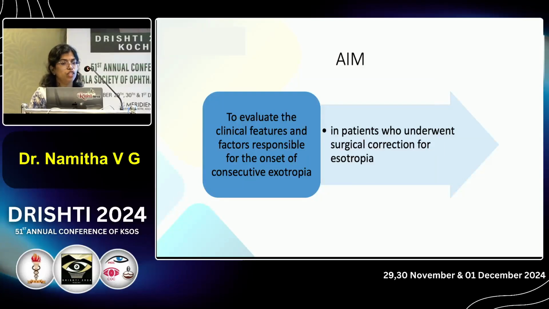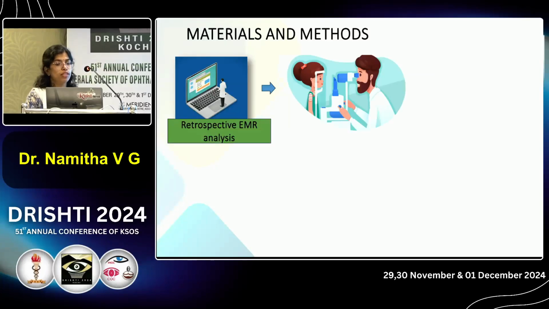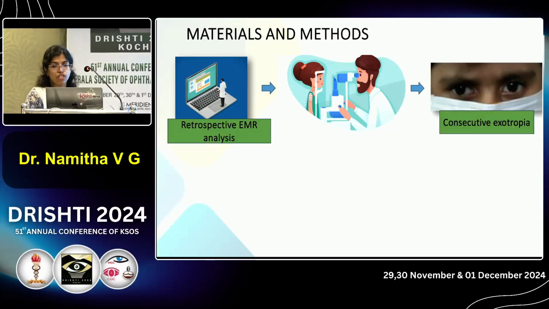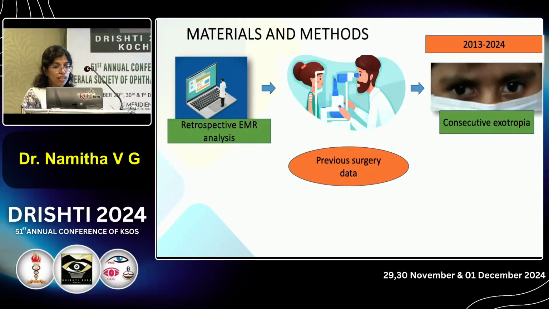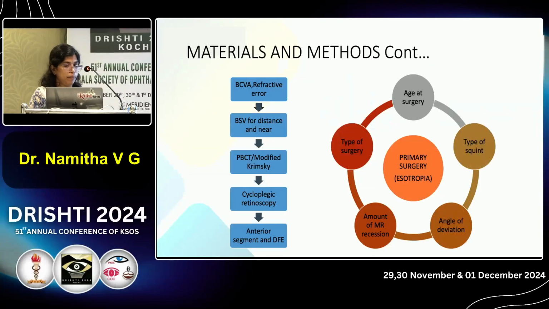So our aim is to evaluate the clinical features and factors responsible for the onset of consecutive exotropia in patients who underwent surgical correction for esotropia. It's a retrospective EMR analysis of all the patients presenting to the pediatric ophthalmology center in a tertiary eye care center with the diagnosis of consecutive exotropia from 2013 to 2024. The previous surgery data was obtained from the discharge summary, serial photographs, and the EMR.